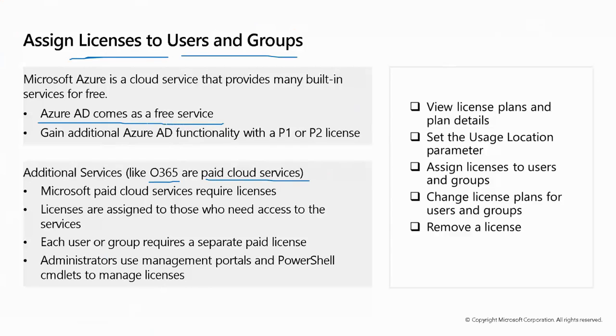So there are some other services that are paid cloud services, like Office 365, where you have to pay for cloud services and they require a license. The licenses are assigned to those who need access to the services. That's why we have to make that part important. So each user or group requires a separate paid license. Okay, so far so good. Wonderful. The administrators use the management portals and PowerShell cmdlets to manage licenses. So what it means is I create my membership, I am the owner of that subscription, and I am the one who is going to be paying for all the licenses, for all the subscriptions, calling it that way, that are created under my name or under my organization's name.